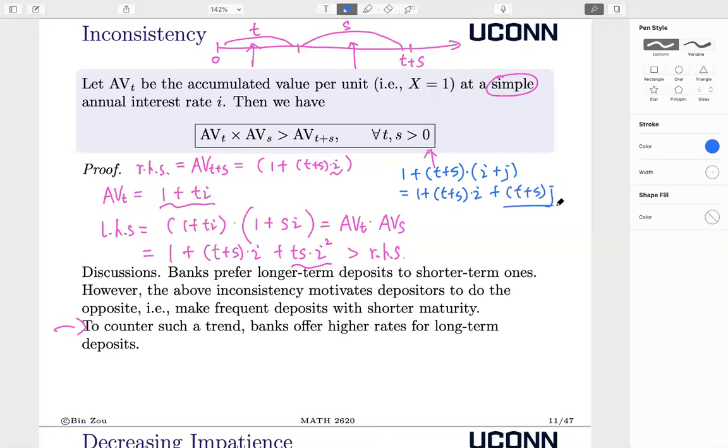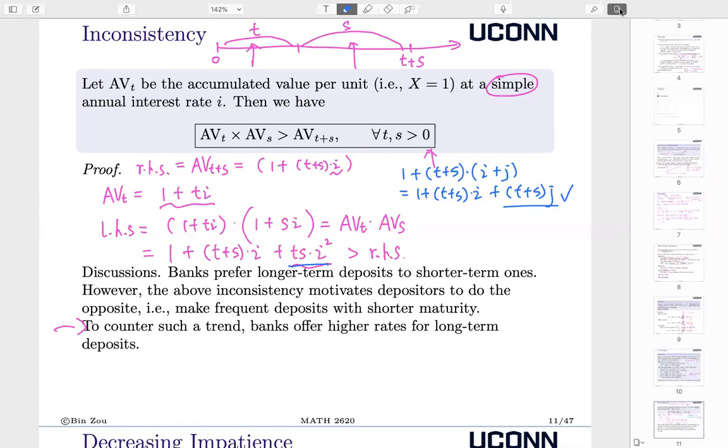So now this term and this term, we don't know which one is bigger, right? Then we need to discuss. If J is big enough, I will probably prefer the first option, right? The option of doing a longer deposit. So that is why banks introduce higher rates for longer terms, right? That is to demotivate you from doing frequent deposits over a short period. Okay, that is very bad for banks.